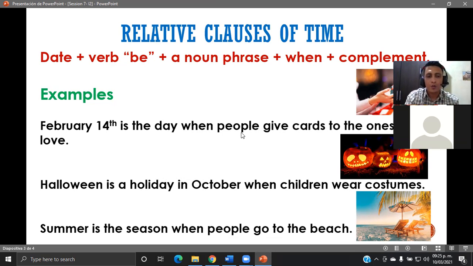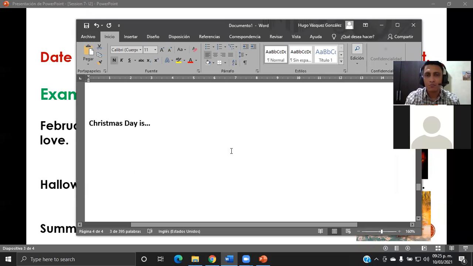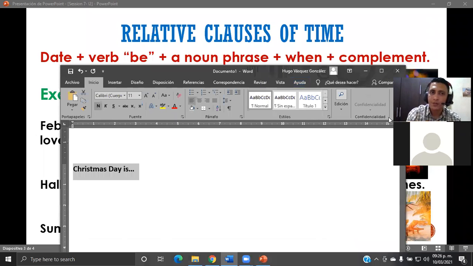Before, I summarized this because I hadn't noticed that your classmates were here. I summarized the information again because they joined us a couple of minutes ago. Right now, what I want you to do in your notebooks is give me an idea, an example. Christmas Day is, you have different possibilities. Let's go. I will give you a couple of minutes. Write in your notebook one idea. You have to use this structure: date, verb, noun phrase, when, and the complement. Give me some ideas. Christmas Day is.